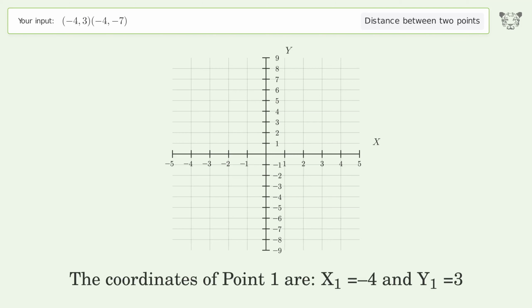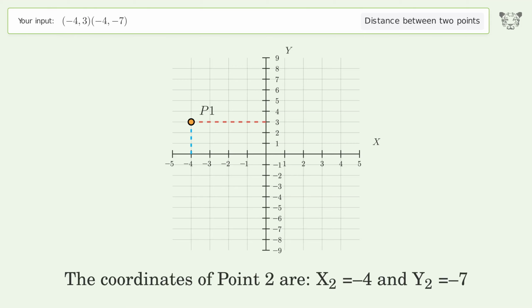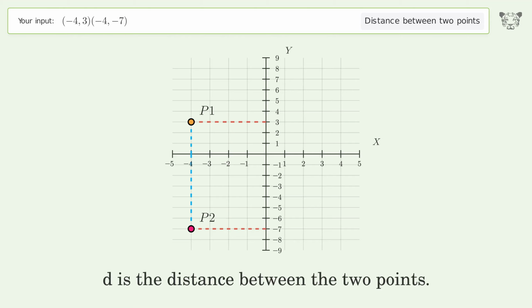The coordinates of point 1 are, x1 equals -4 and y1 equals 3. The coordinates of point 2 are, x2 equals -4 and y2 equals -7. D is the distance between the 2 points.